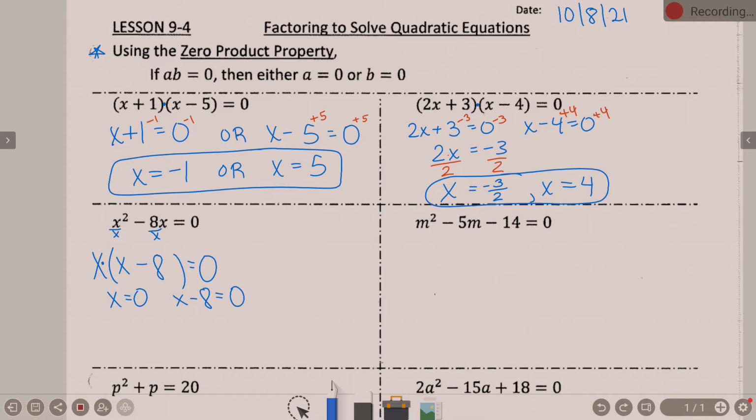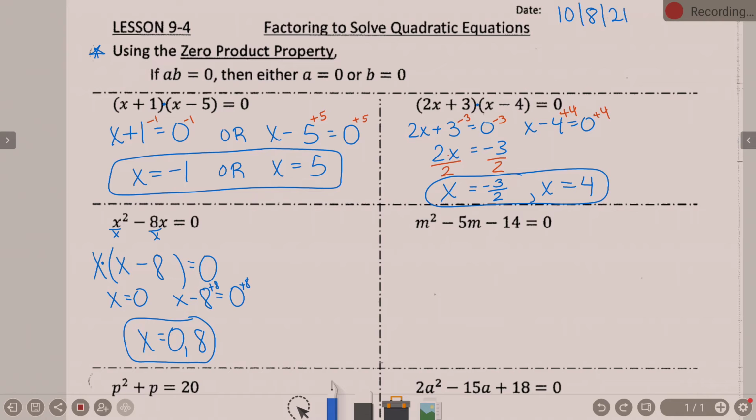Okay, so we're going to set up x counts as a factor, x equals 0, x minus 8 equals 0. If x equals 0, then that's one of my answers. If it's x minus 8, you already know we're going to add 8, and x is 8. So my solutions are 0 and 8. Okay. I don't know if there ended up being any GCF factored on homework or not, but it's always something you should check for. Okay.